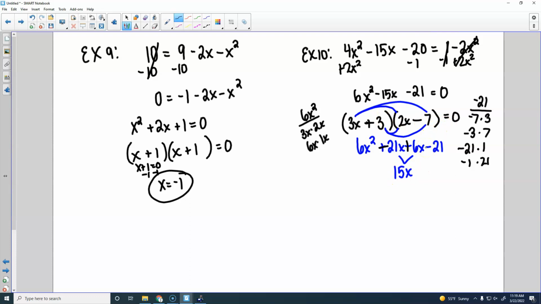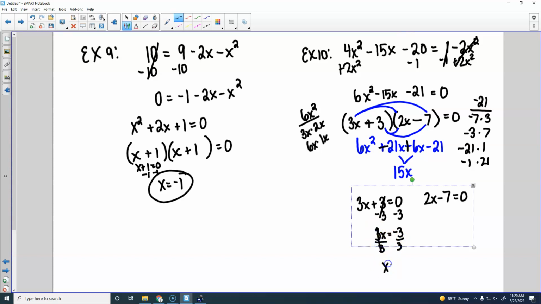So these problems, what I find a lot of times is students don't finish them because there's so much work involved in trying to get it to factor correctly, but we're not done. Okay, what have we got to do now? Got to set these equal to 0. So 3x plus 3 is going to equal 0, and 2x minus 7 is going to equal 0. So I could subtract my 3. 3x equals negative 3. And divide by 3 to get a negative 1.